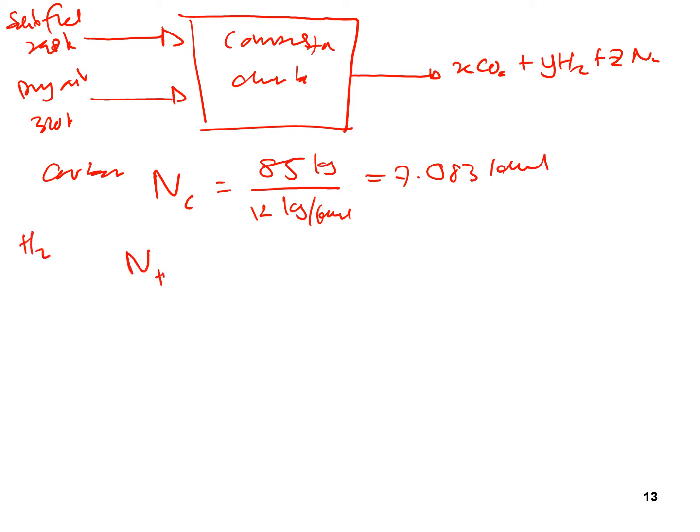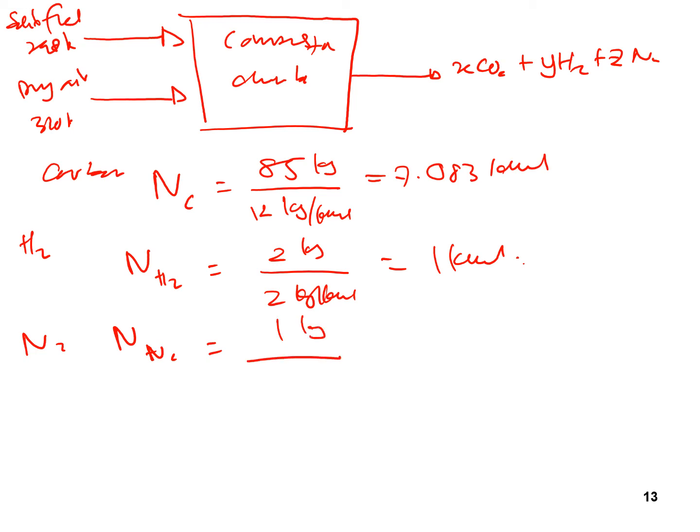Okay, after carbon then we have the H2. So NH2 equals the H2 from earlier, 0.02 kilogram. Oh sorry, 0.2 kg. The H2 molar mass is 2 kilogram per kilomole. So 2 divided by 2 equals 1 kilomole. And then nitrogen N2, which earlier was 1 kilogram. So 1 kilogram divided by 28 kilogram per kilomole. 1 divided by 28 is 0.0357.